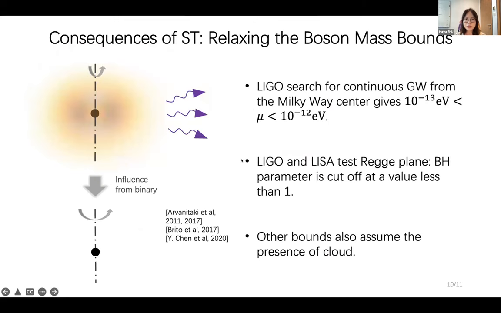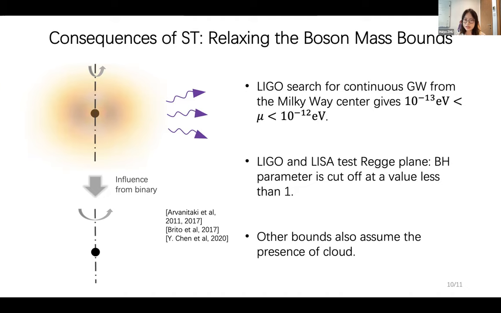And the final consequence of superradiance termination is that it can relax the boson mass bound. Because nowadays we use many ways to detect the boson mass, like LIGO searching for continuous gravitational waves from the Milky Way center. Because the boson cloud will emit gravitational waves by pair annihilation, they give a bound on that. And also they can use the black hole spin to detect the boson mass, because the boson cloud will extract the black hole spin, and they can measure it in a statistical way.